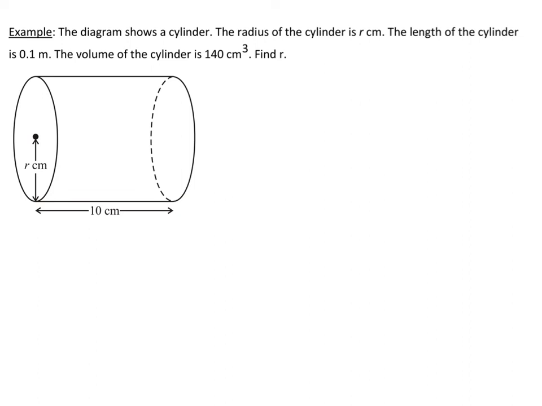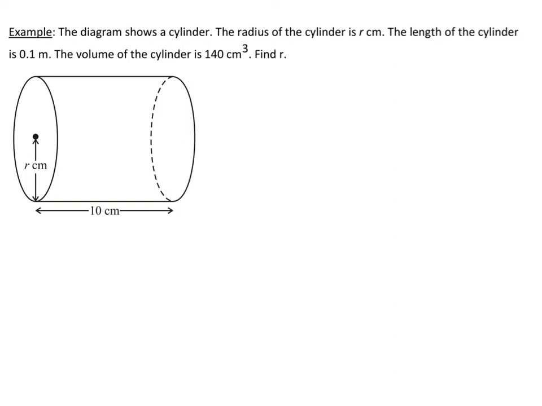And then the next example, the diagram shows a cylinder. The radius of the cylinder is r. The length of the cylinder is 0.1 meter. We can see that in the diagram that's been translated 10 centimeters because all the other units are in centimeters, so the 0.1 meters should be changed into 10 centimeters. If the volume is 140 cubic centimeters, again centimeters, then we need to find r.